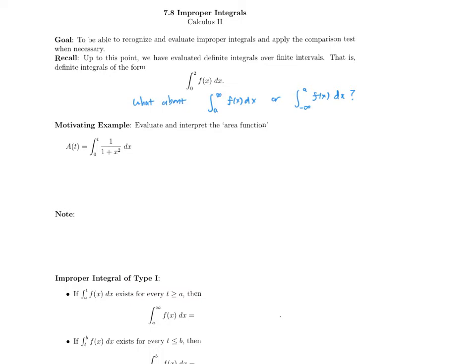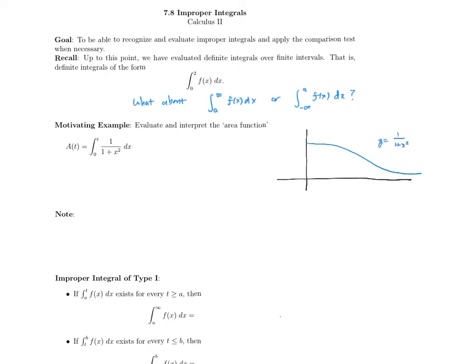But before diving in, let's get a little bit of motivation and physical interpretation to go along with these so-called improper integrals. What I would like us to do is evaluate and interpret this area function. So the first thing I'm going to do is just sketch a picture representing the value of that definite integral. If we consider the graph of 1 over 1 plus x squared, very roughly speaking, it's going to look something along those lines.